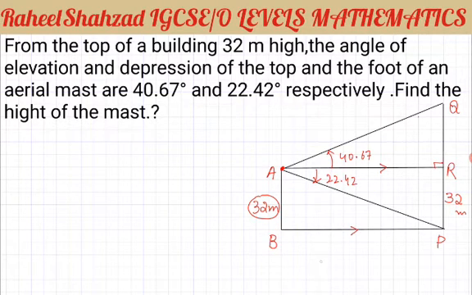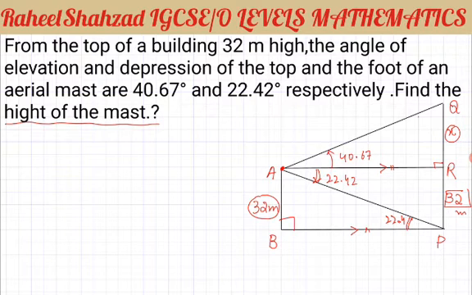And this is 32, we just need this x, okay? And then we'll be adding this 32 to x to find the height of this mast. In order to find this x, first I need to find AR, that is equivalent to BP, okay? According to alternate angle theorem, this is 22.4, so is this 22.4.